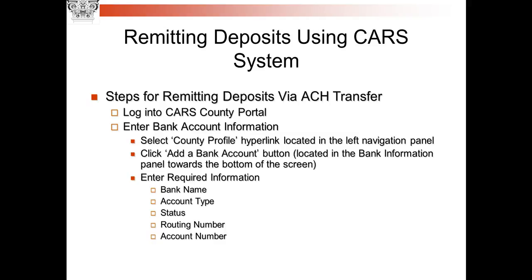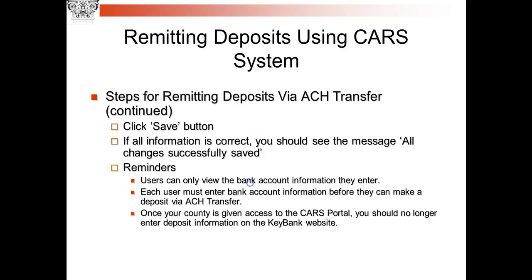So first you need to log into the CARS County portal using the login information provided. And you will enter your bank account information by selecting the county profile hyperlink in the left navigation panel. Then towards the bottom of the screen, you will click the Add a Bank Account button. And then when the next screen opens up, you enter the required information, which is the bank name, account type, status, and routing and account numbers.